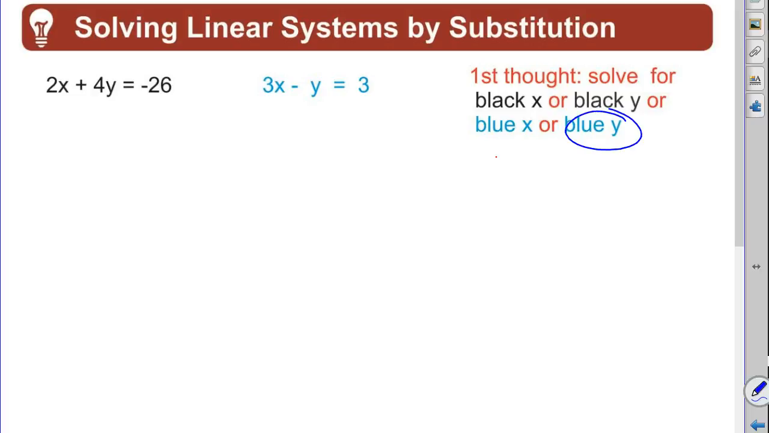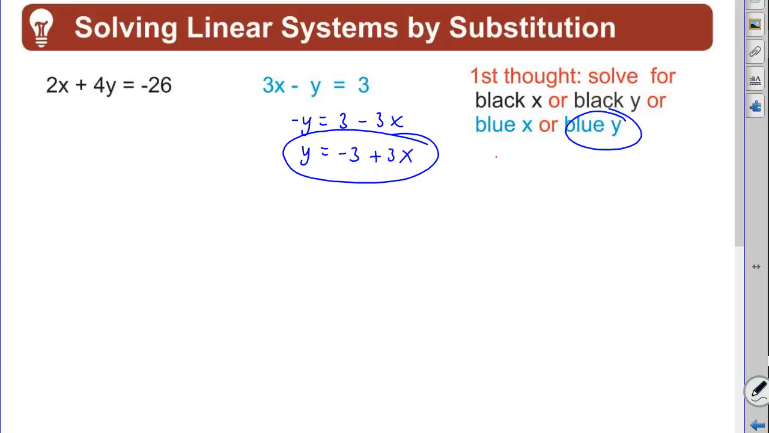And the reason is it's pretty easy to move everything. So if I add a negative 3x to both sides, I'm right there. And then to go from negative to positive, I just change the sign of each. I always like to circle that. Well, that's the first step in solving by substitution. Solve one of the equations for one of the variables. And by making a wise choice, you can make life easier.